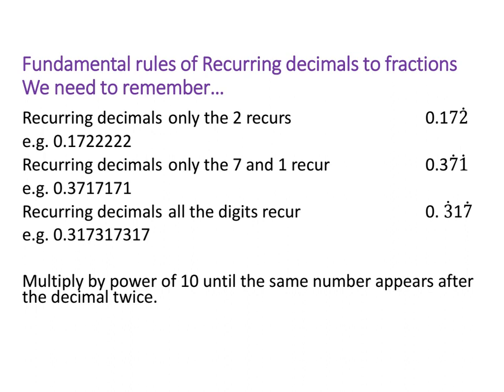In our second example, we've got 0.371, and the 7 and the 1 have both got dots on top. So that means that both those numbers recur, but the 3 doesn't. So it's 0.3717171. In our last example, we've got 0.317, and the 3 and the 7 have both got the dots on top. When there's a gap in between the dots, it means that everything recurs in between those dots. So it's 0.317, 317, 317, and so on.